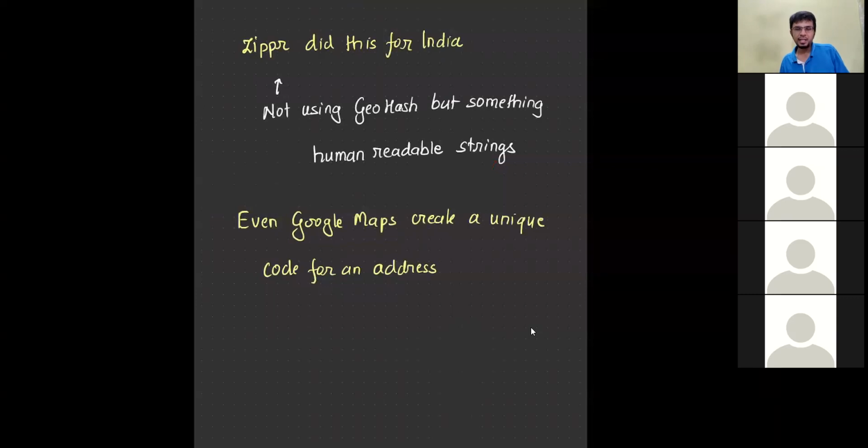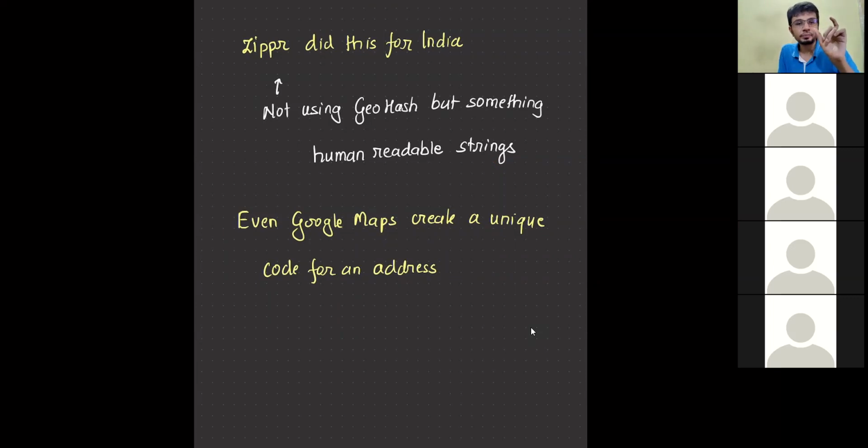Okay. One very interesting fact is that in 2015, there was a company started in India called Zipper. What they did was they tried to give a human readable string to every location of India. They went from building to building. They started their operation mostly from Hyderabad, because that's where I saw it.